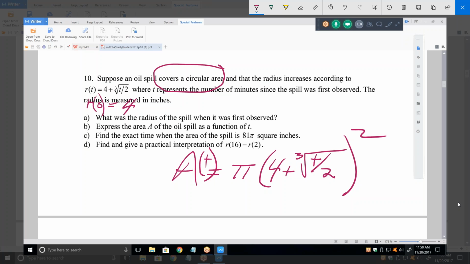Notice that if radius is a function only of time, and if area is a function only of radius, then area can be expressed as a function only of time. It's a little bit like a related rate problem. You know the rate that the radius is increasing. You want to know what the rate of the area is. So how do I do part C? How do I solve for the exact time when the area is 81 pi square inches?